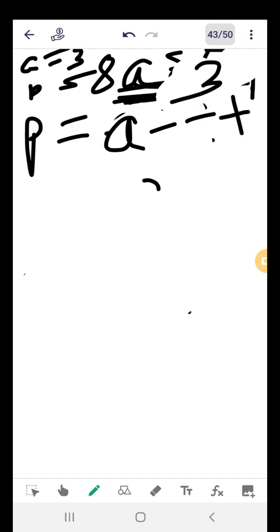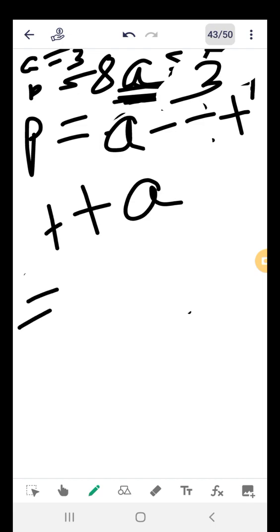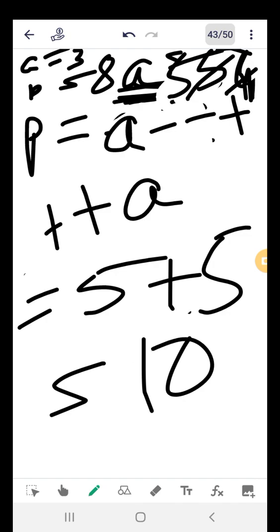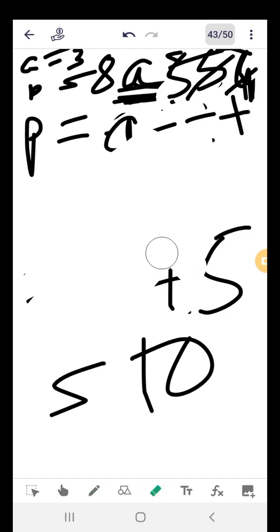Now let's try another, let's make it plus plus A. Now what will happen? A was 5. First 5 will be used, then it will become 4. Then 4 will first increase to 5, then it will be used. It became 10. Okay, so this is the way these two operators work.